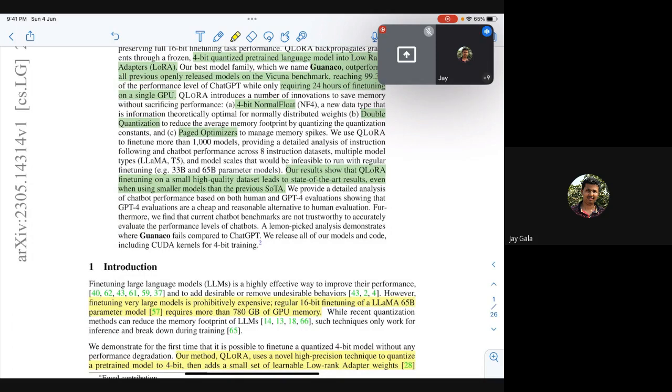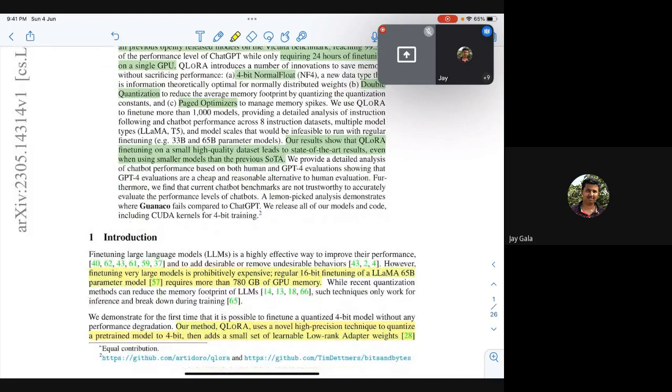And feel free to interrupt in case of any questions. As I mentioned, they get state-of-the-art performance on high quality instruction tuning datasets. So yeah, that's about it.